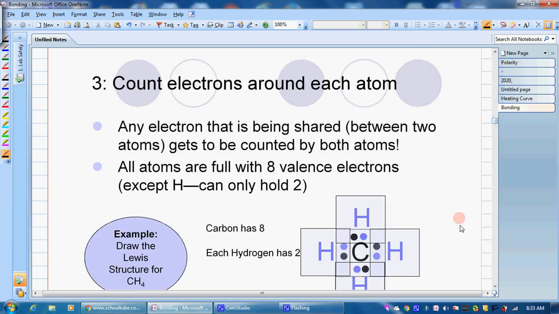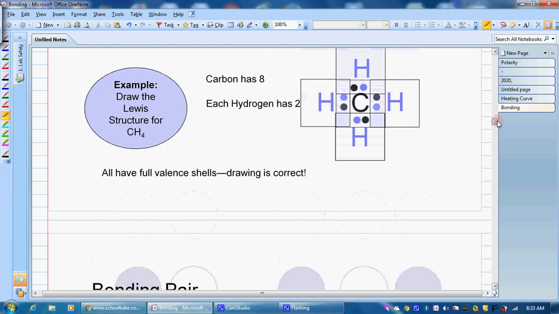This shows you again that the electrons are being shared, the same ones that I just drew here. They're being shared between both, so they're counted for both. The squares here are the same as the circles that I drew. Again, remember, hydrogen only wants 2, but everything else needs 8 valence electrons when you draw those circles.